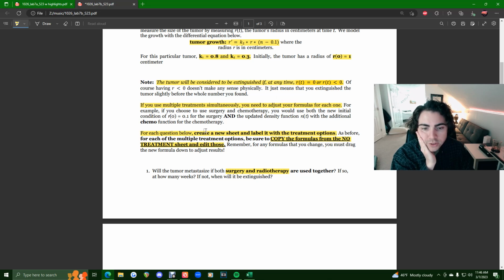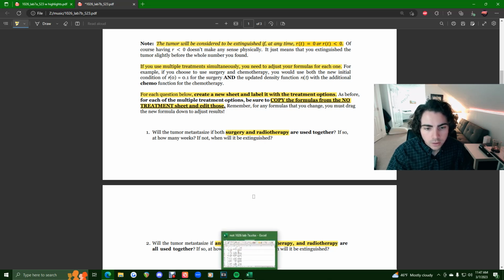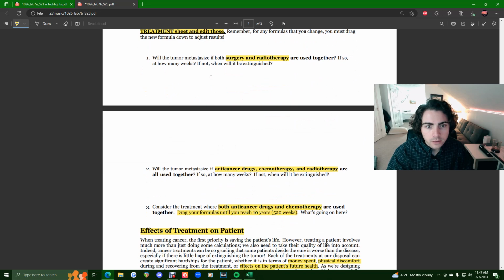For each question, create a new sheet and label it with the treatment options. Be sure to copy the formulas from the no treatment sheet and just edit those. All right, number 1: will the tumor metastasize if both surgery and radiotherapy are used? There are three combos here: surgery and radiotherapy is the first, chemo and radiotherapy is the second, and anti-cancer drugs and chemotherapy is the third.